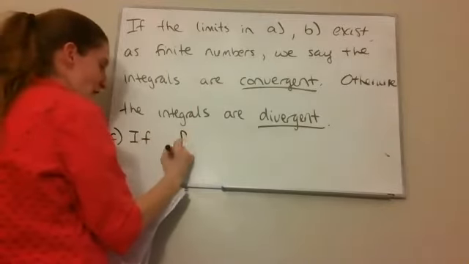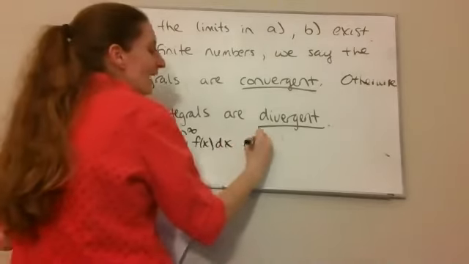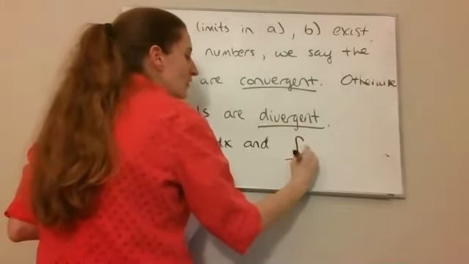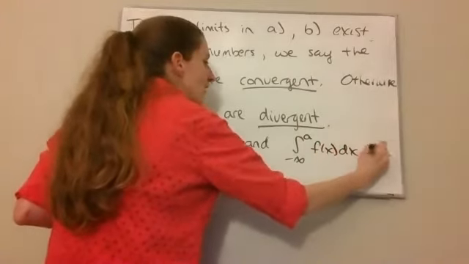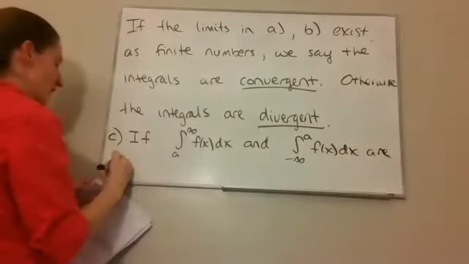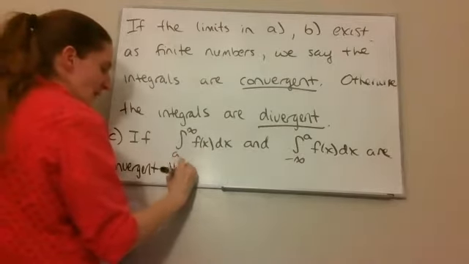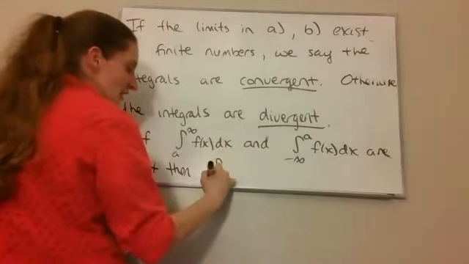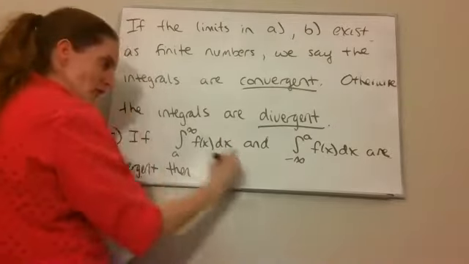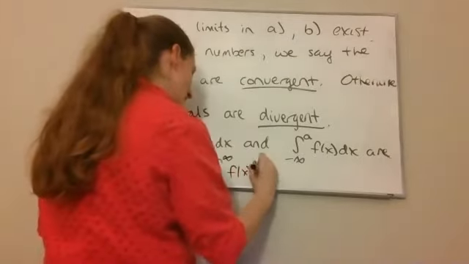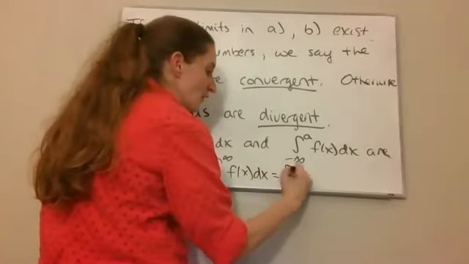If the integral from a to infinity and the integral from negative infinity to a are both convergent, then the integral from negative infinity to positive infinity of our function is defined to be the sum of these two integrals.